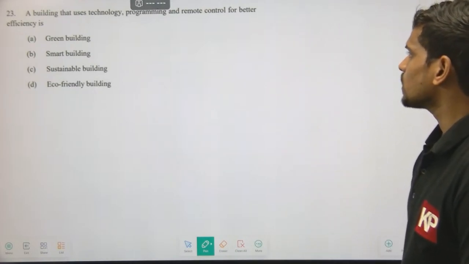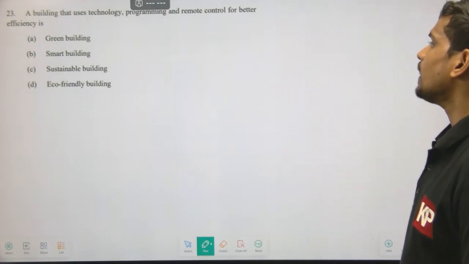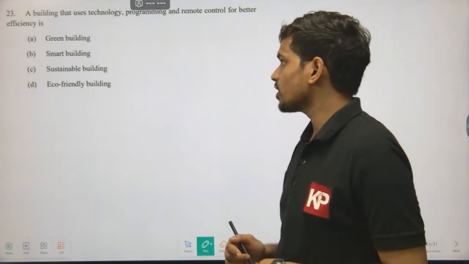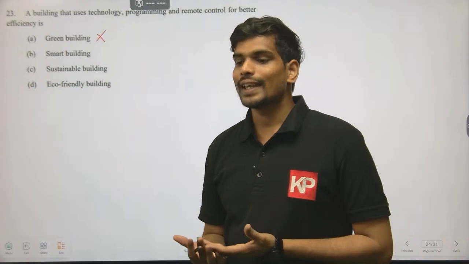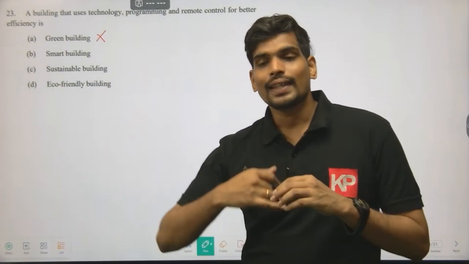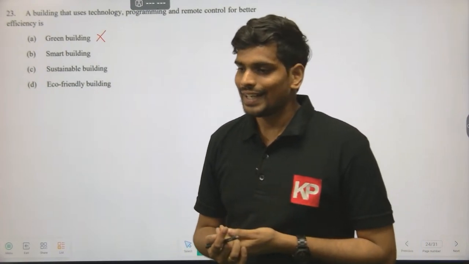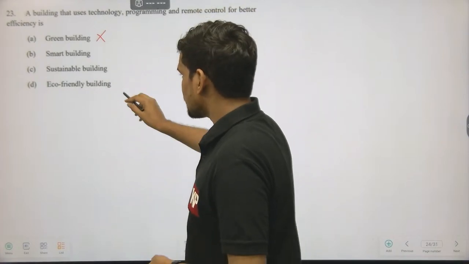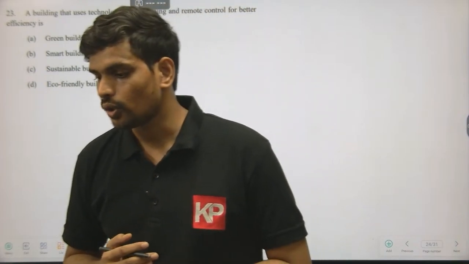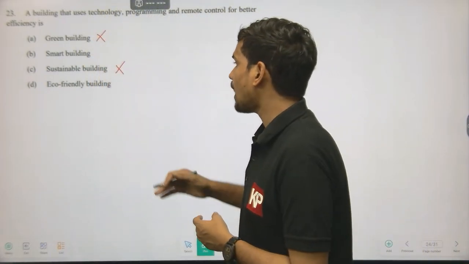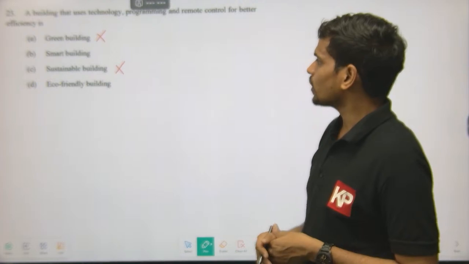A building that uses technology, programming and remote control for better efficiency is a green building. Obviously, no. Green building has to do with using eco-friendly material, doing life cycle analysis of construction material and techniques. That's what green building is. Sustainable building is also the same thing, life cycle analysis of building material and construction approach. That's the focus of sustainable architecture. So A and D are not the options over here.